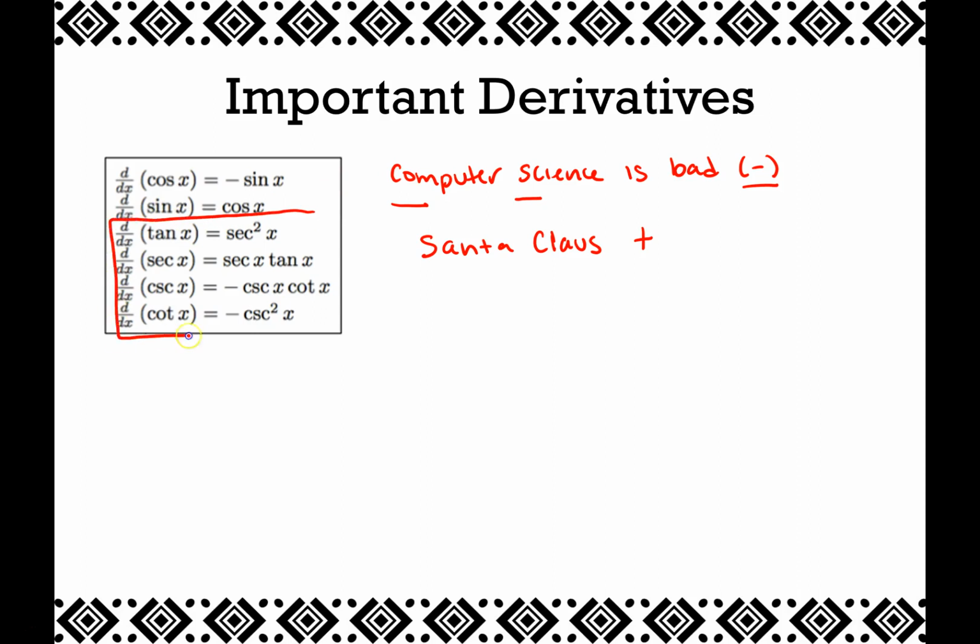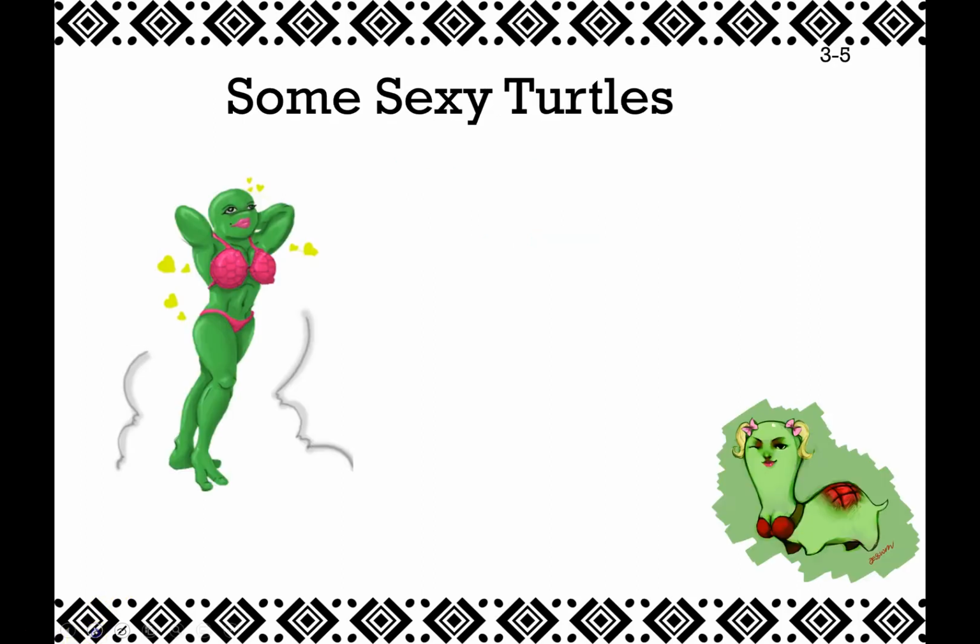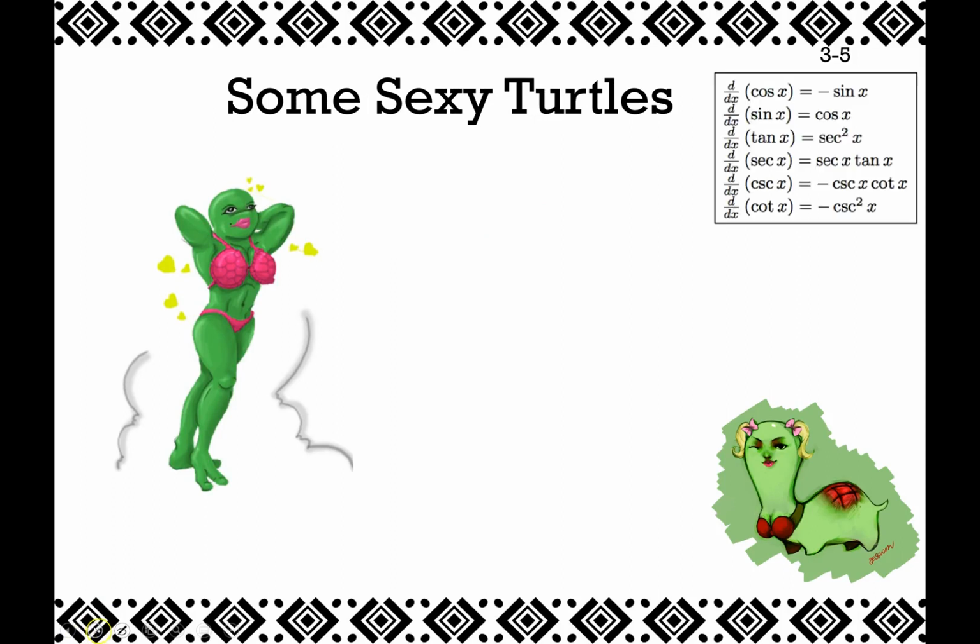The last 4, I have a way to remember them by. How are you going to remember that the derivative of tan is secant squared? And how do you remember that the derivative of secant is secant x tan x, etc.? Well, of course, you would have guessed it. We use some sexy turtles. Yes, we do. They're looking good, don't you think? Looks like they're working out.